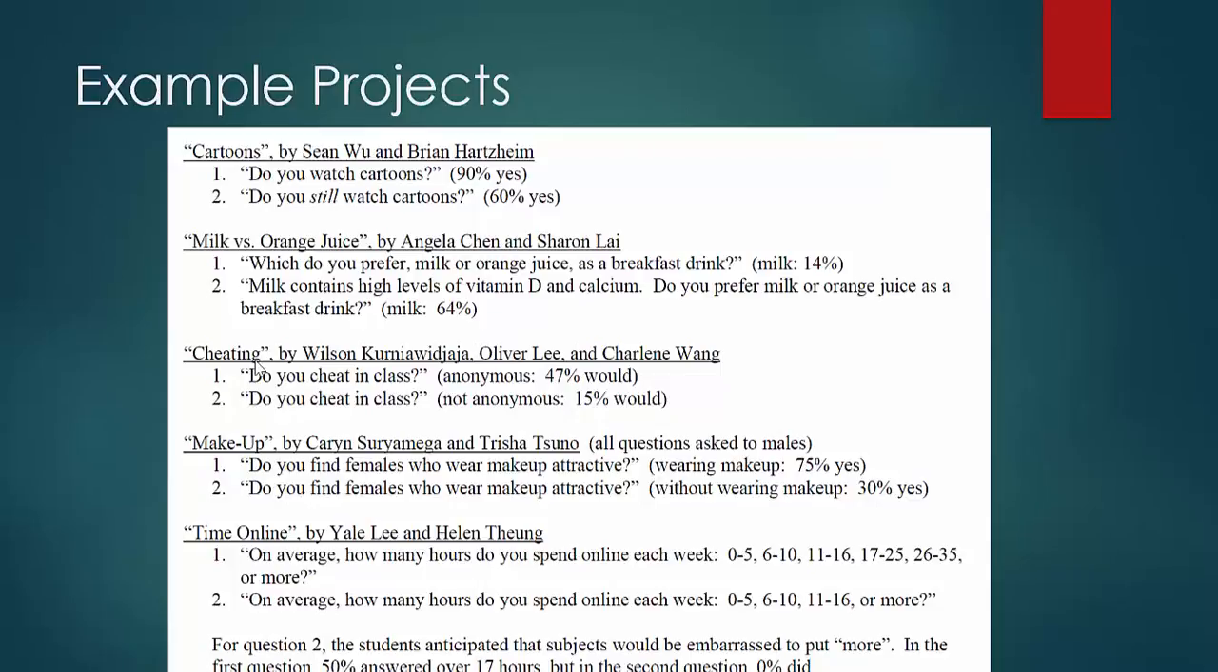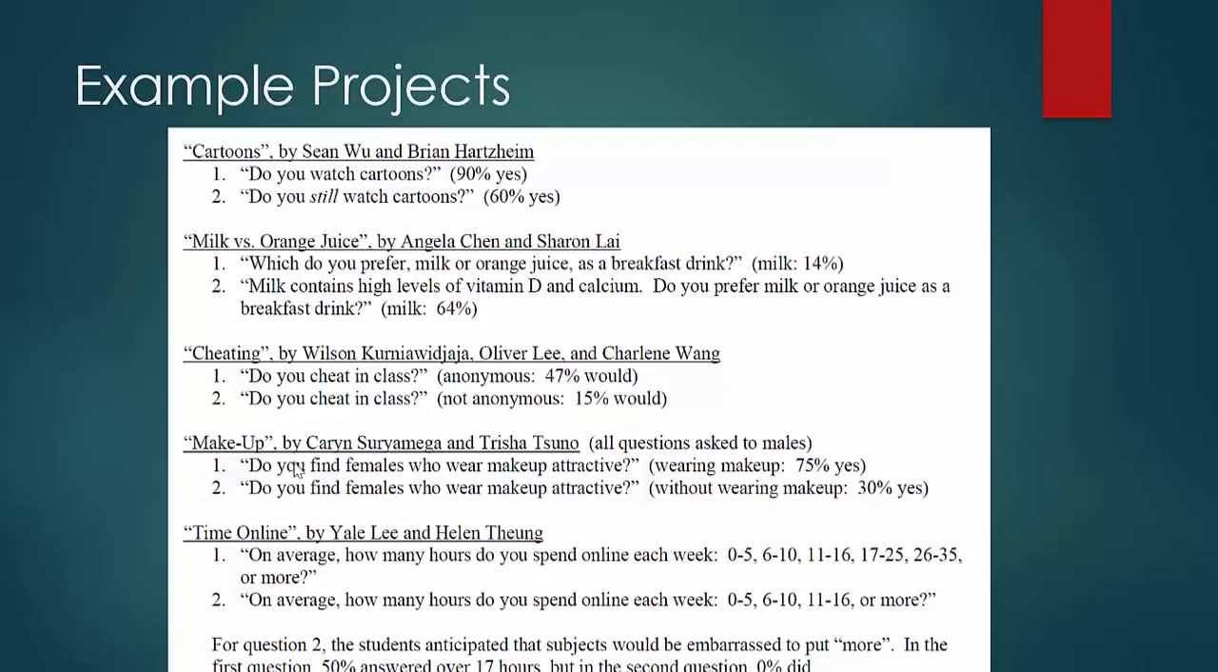Here was a question about cheating. Both of the questions are identical: Do you cheat in class? Do you cheat in class? But one of them was anonymous. Anonymous, 47% said they would, and not anonymous, 15% said they would. So face-to-face, only one person in about 7 said they would, but anonymously, almost half.